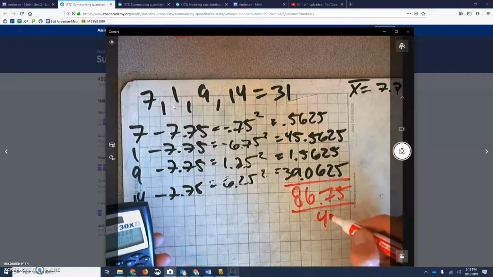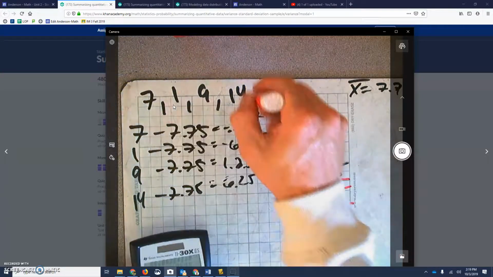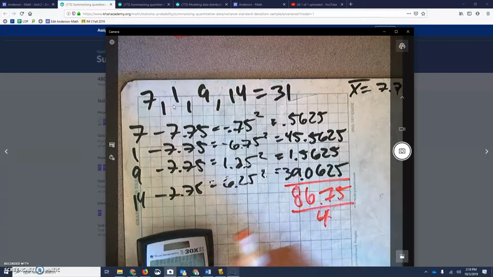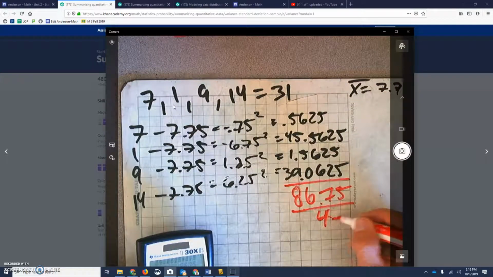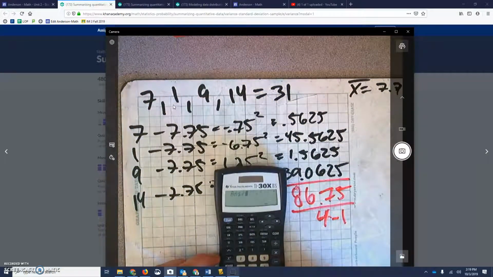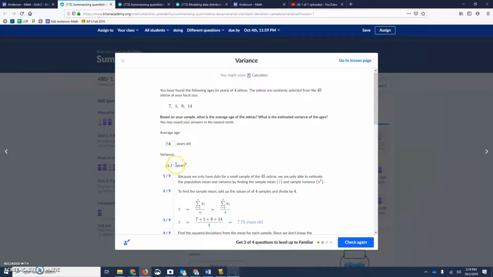This is only the case when you actually know that you have all the numbers in your population. We only have 4 zebras out of 45. So when you do that, because it's going to throw off the estimation, we actually divide by 4 minus 1, or whatever numbers we have minus 1. So instead of dividing by 4, we should divide by 3, which gives us 28.9 instead. Okay, so that was my mistake right here. I just didn't read the question closely enough, which, you know, happens to all of us.